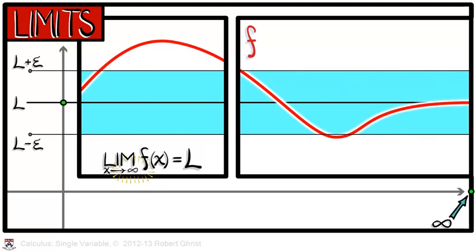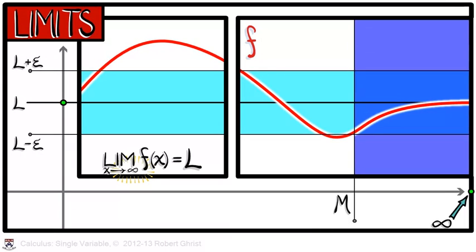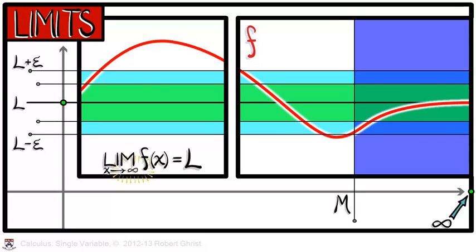Given any output tolerance, epsilon, there must be some tolerance on the input that guarantees striking within epsilon of L. Now, how do we take a neighborhood of infinity? How do we talk about a tolerance on that input? Well, what it becomes in this context is some lower bound m, so that whenever your input is greater than m, then your output is within epsilon of L.